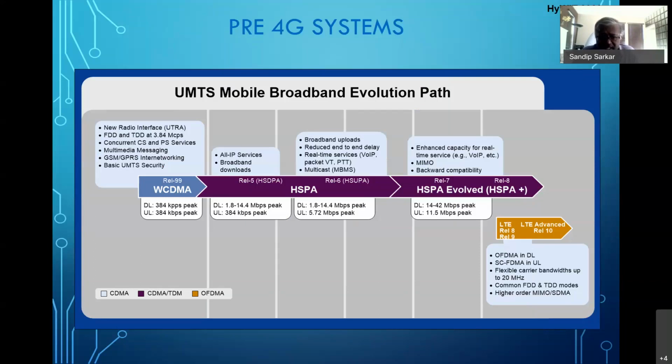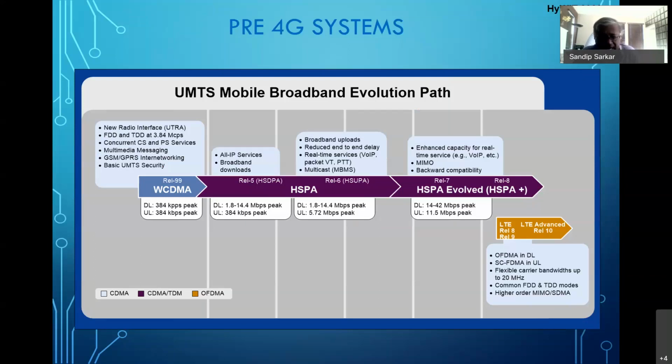Then Release 6 was HSUPA, where we improved the uplink as well. At this point, multicast was also introduced. And then HSPA worked with enhanced voice capacity, MIMO, and so on and so forth to make all this better. All this was CDMA. So all of HSPA was CDMA.